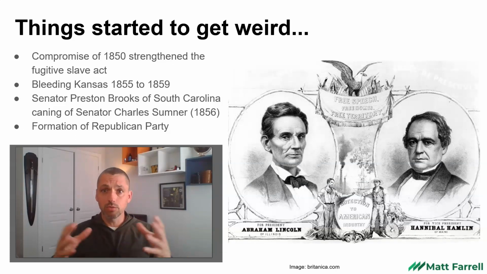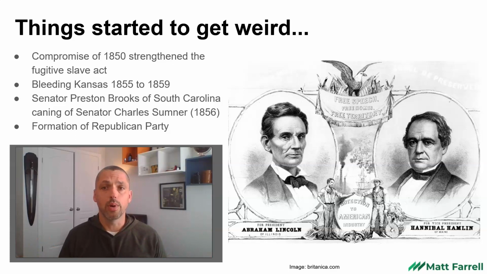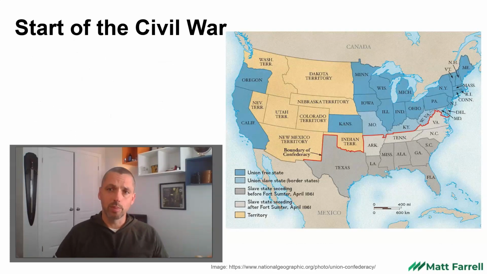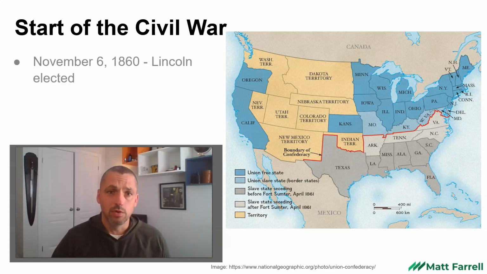This really reorganized the party system. Some Northern Democrats, some disaffected Whigs joined and formed a new political party called the Republican Party. And their platform was to eventually do away with slavery. Of course, there were liberal Republicans and more moderate ones, but that was the general trend. That led us right up to the beginning of the Civil War.